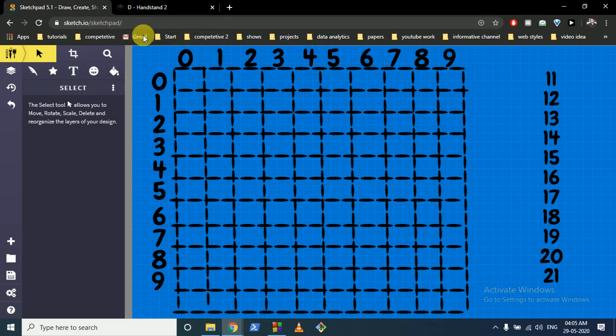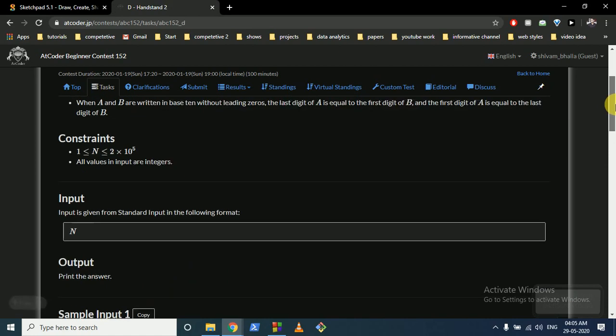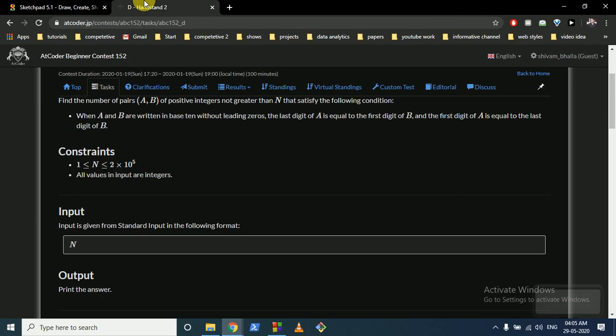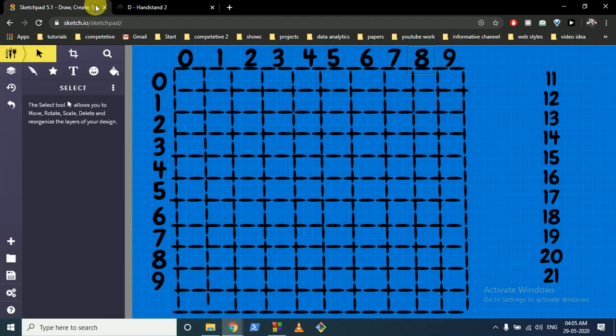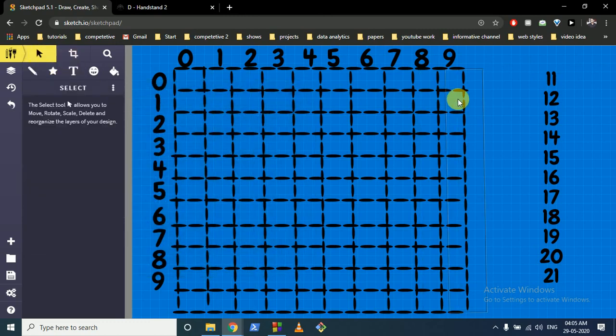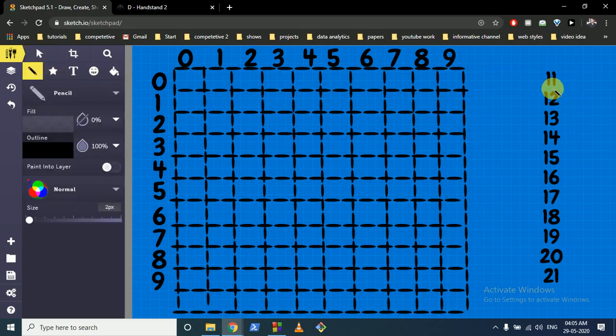Because the numbers are up to 10 to the power 5, you can iterate over every number and find out the first digit and the last digit for every number. And you can form a grid because every digit will be from 0 till 9. Now, I have only taken some of the numbers, since this will go up to n, but I have taken only small numbers from 11 to 21 to explain it.